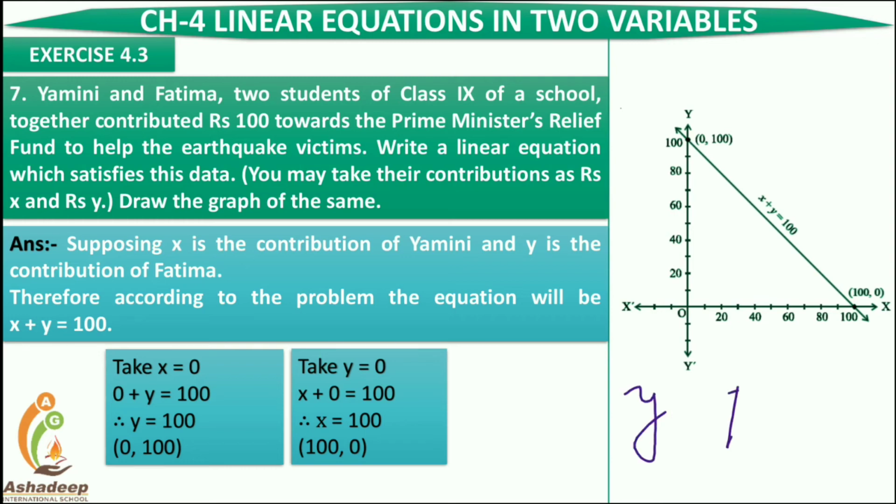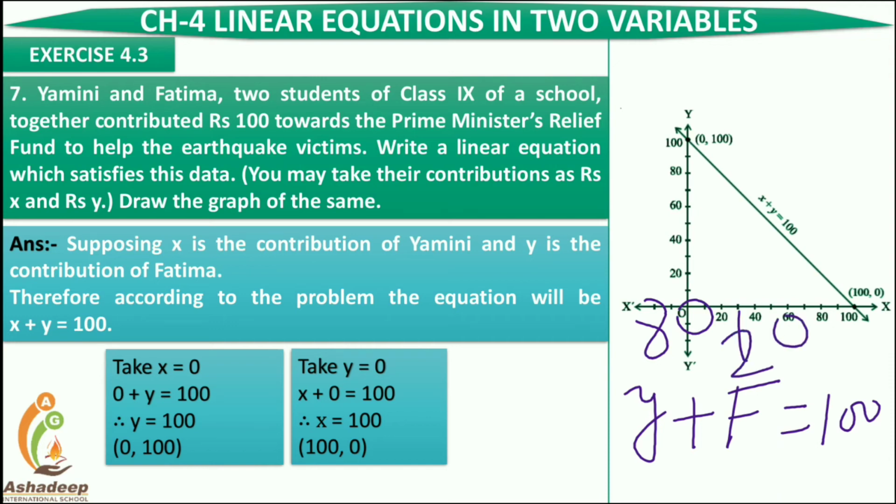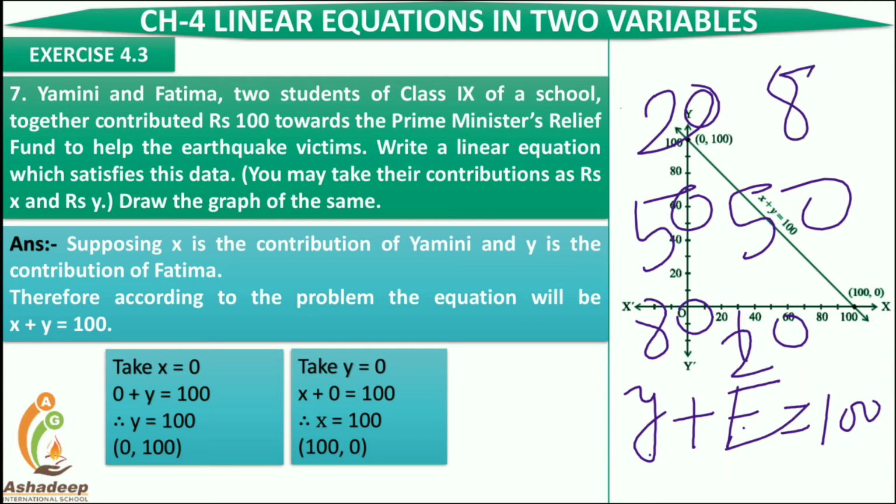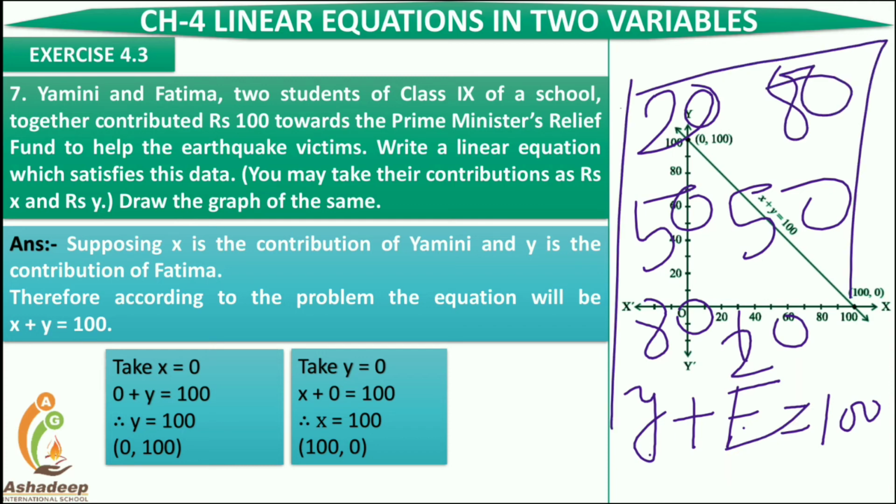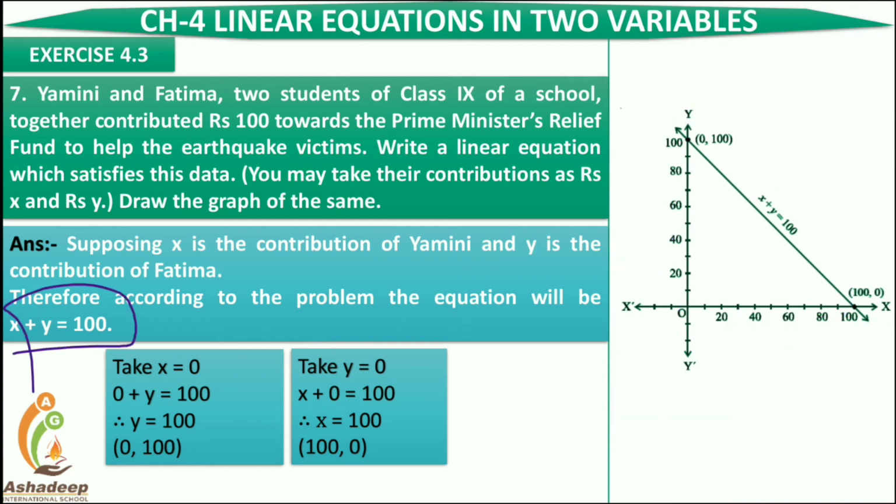See, Yamini and Fatima, together both contribute rupees 100. If Yamini contributes 80, then Fatima may contribute rupees 20. If Yamini contributes rupees 50, Fatima also contributes rupees 50. If Yamini contributes 20, then Fatima may contribute 80. But the total is always 100. So x plus y is equal to 100 is our equation. Right? Now we need to draw the graph for the same.